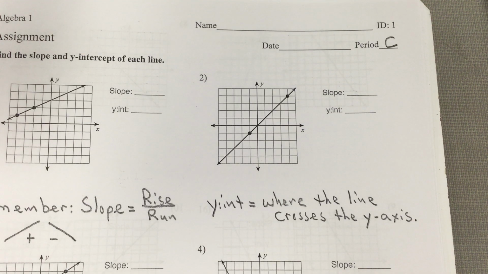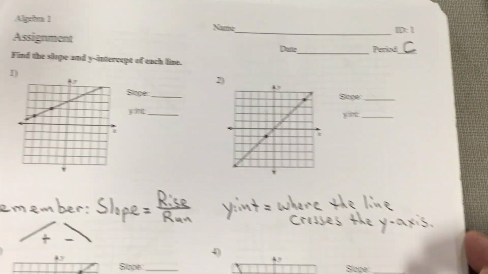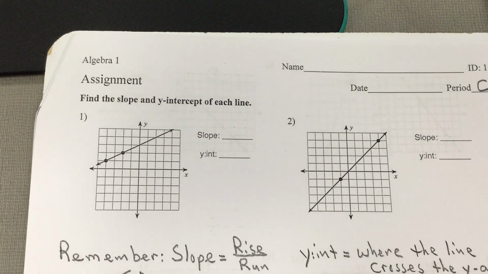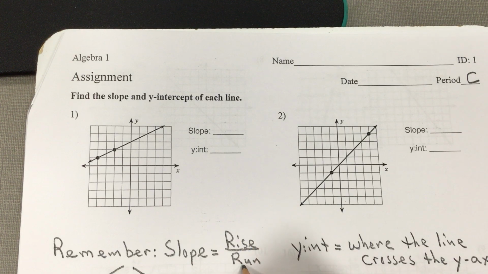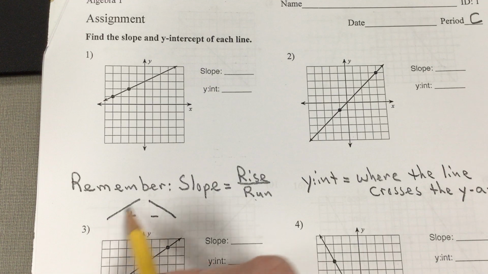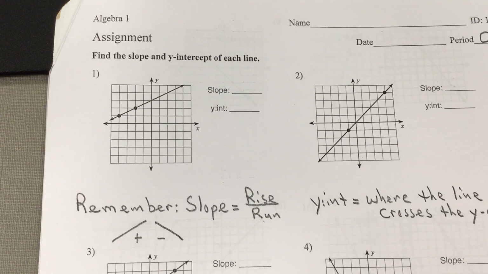Hey everybody, this is a short tutorial for sheet number C, and it says find the slope and the y-intercept of each line. So if you're on C, you've already done B, so you should be pretty good at finding the slope. I will review it. Slope is rise over run, and you do need to know what type of slant it has, because the type of slant will determine if it's positive or negative.